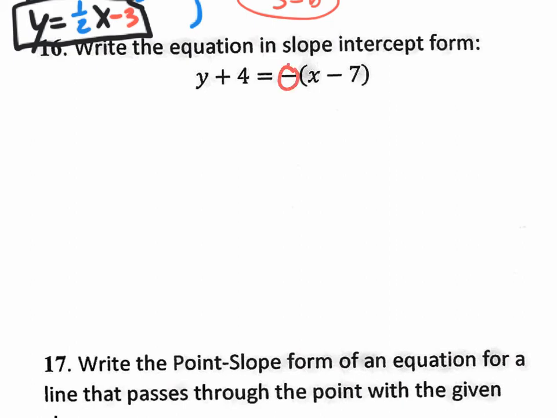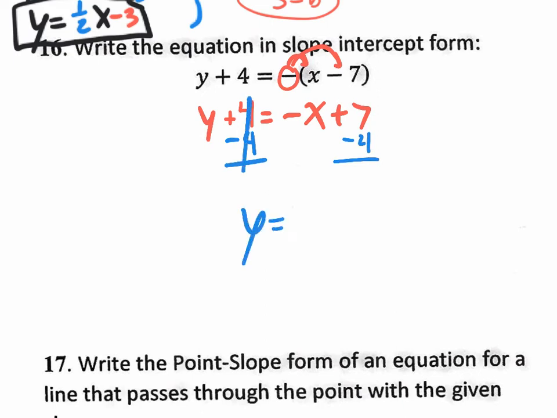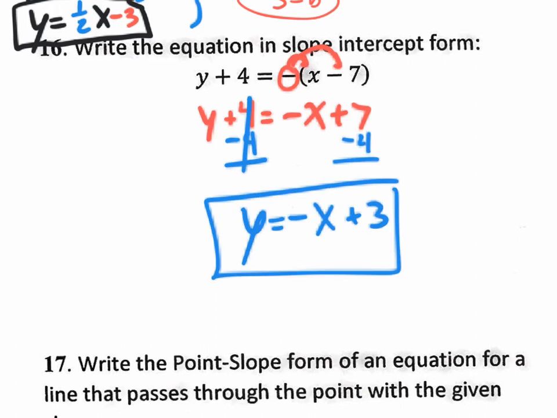Distribute the negative, right? So that's going to be a -x. That's going to be a +7. Bring down the equal, the y, and the +4. One more step to get y by itself. Subtract 4. Subtract 4. Of course, numbers with numbers. y equals -x plus 3. Ladies and gentlemen, we're done. That's your slope-intercept form equation. That was easy.